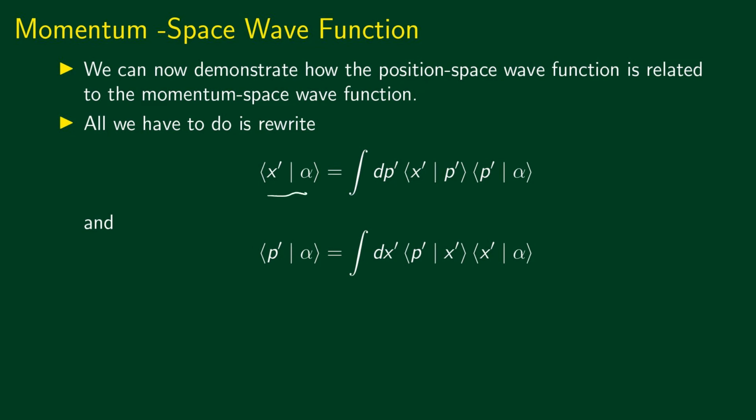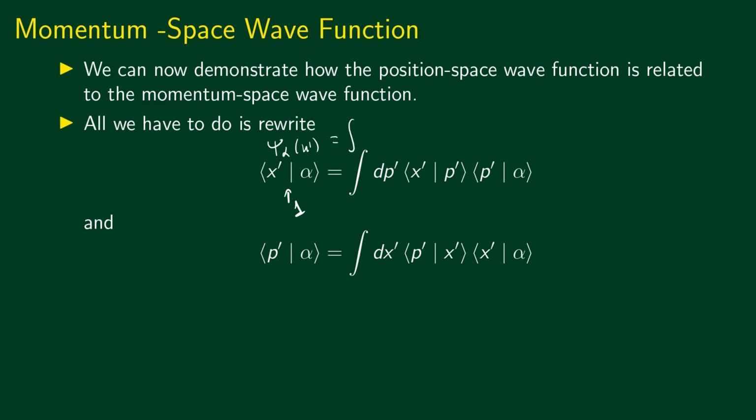We start with the position space wave function of ket alpha. What we need is the relation between the position space wave function and the momentum space wave function. So in order to have a momentum space wave function, we can again introduce an identity operator in between here in terms of the momentum eigenkets. So this bra x prime ket alpha, or the position space wave function, is psi alpha of x prime.